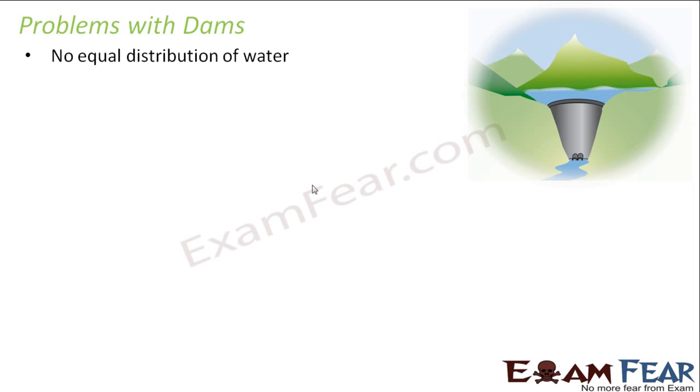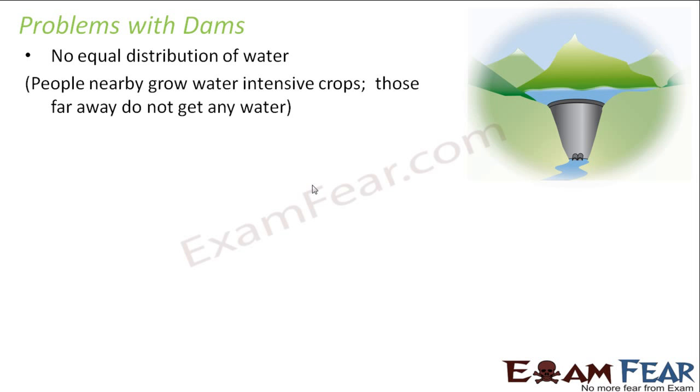So let us now talk about the problems with dams. No equal distribution of water. Even if the dam gets constructed and you store water in dams, what happens? There is a certain group of people who benefit from the water stored in the dams. They will make use of that water and cultivate high water demanding crops. But at the same time, there will be another segment of people who are completely deprived of water. So it does not ensure equal distribution of water. People nearby grow water intensive crops, while those far away do not get any water.